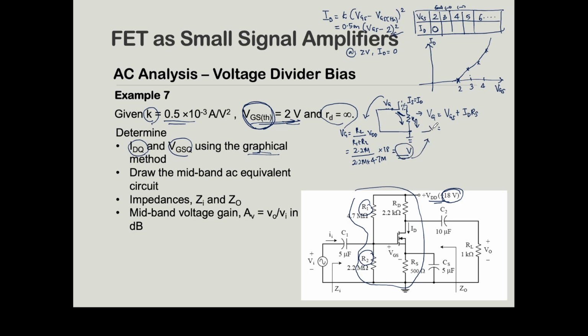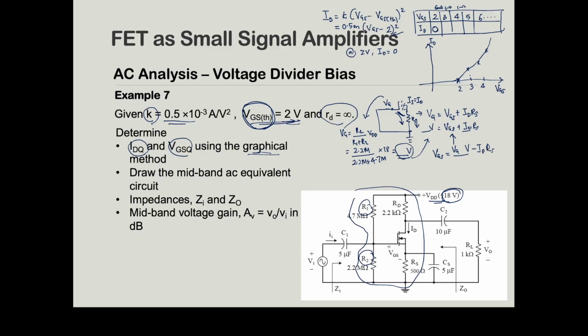How much is VGS? We don't know. ID, we don't know. RS. ID also we don't know. So from here, you rearrange the equation so that VGS is equal to the value of VG, from the VG value, minus ID RS.